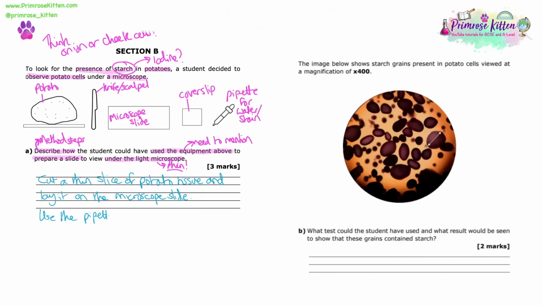Use the pipette to place a drop of water or stain onto the tissue. And then gently lower the cover slip at an angle to avoid air bubbles.